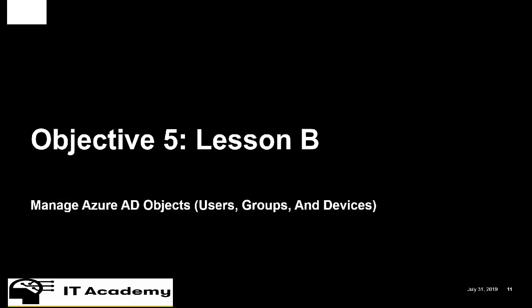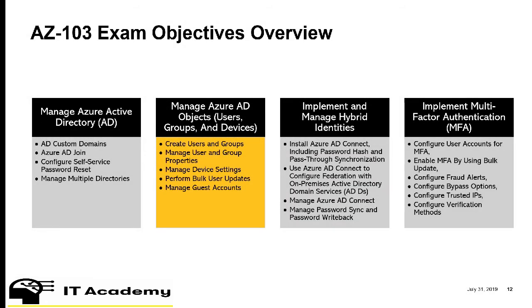In Objective 5, Lesson B, we're going to take a look at how we use Azure AD to create user objects, group objects, and how we can work with devices. The exam objectives for AZ-103 are quite clear. For managing Azure AD objects, we need to be capable and confident in doing the following things: creating user objects and group objects, managing the properties of users and groups, managing device settings, performing bulk user updates, and also managing guest user accounts.